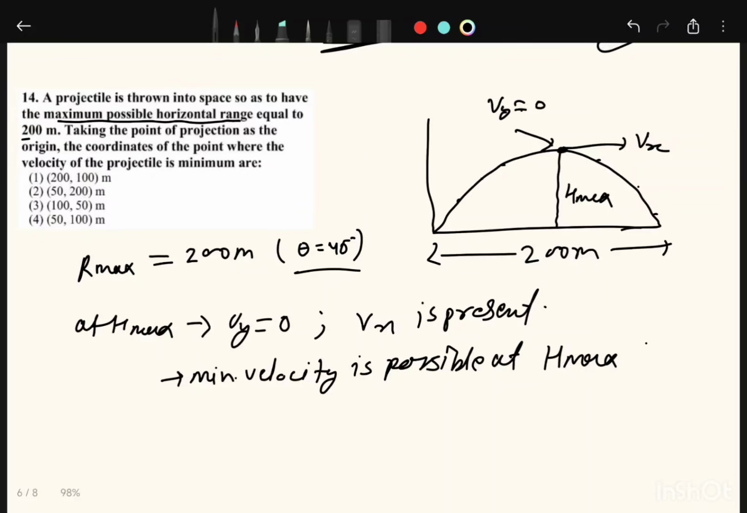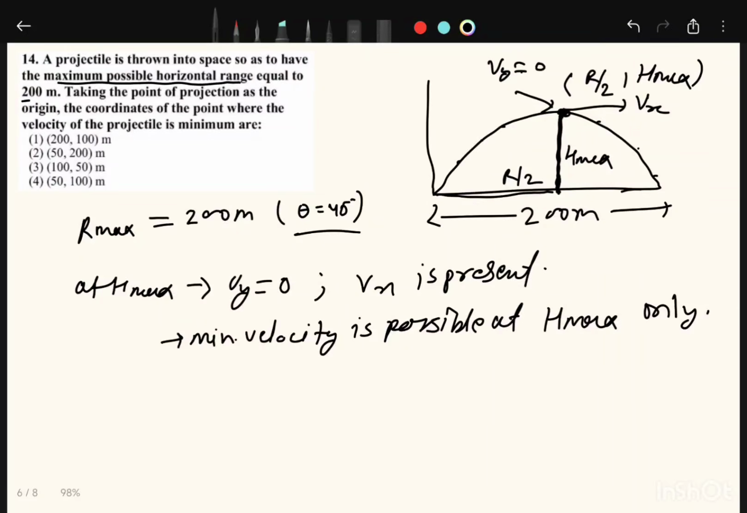At h max only, right? So the coordinate of this point, if I want to find out the coordinate, that will be equal to what? The horizontal coordinate, that is total range. So the x direction coordinate up to this point will be r by 2, and the vertical distance will be equal to h max. So the coordinates will be r by 2 and h max.